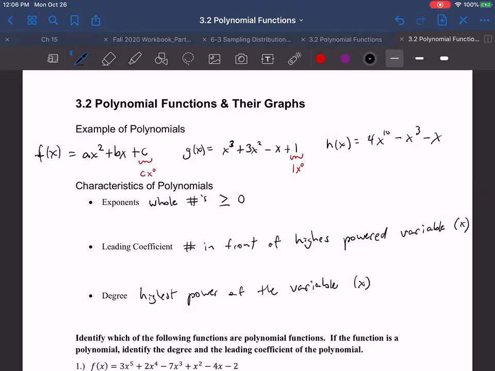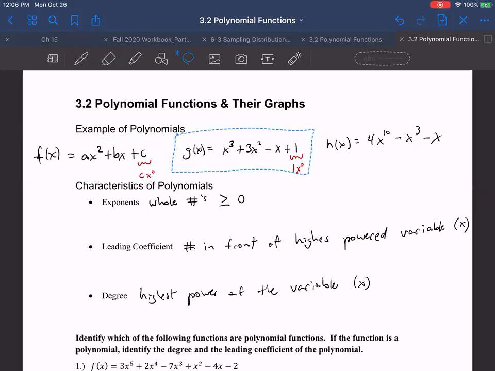So in this first one here, this one would be a degree of 2, because we have that power of 2 there. This one would be a degree of 3, because we have that 3 exponent right there. It's our biggest one. This one would be degree of 10, because we have that 10 right there. That would be our highest degree.